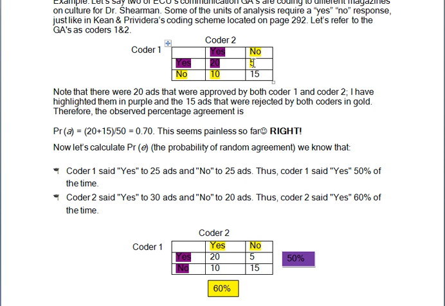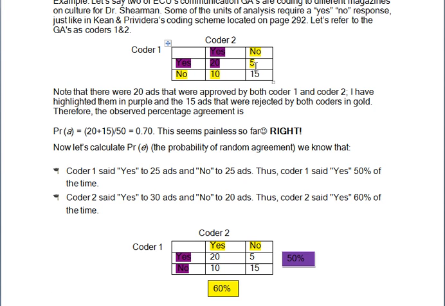Now, let's calculate Pr(E), the probability of random agreement. We know that coder 1 said yes to 25 ads and no to 25 ads. Thus, coder 1 said yes 50% of the time. On the other hand, coder 2 said yes to 30 ads and no to 20 ads. Thus, coder 2 said yes 60% of the time.